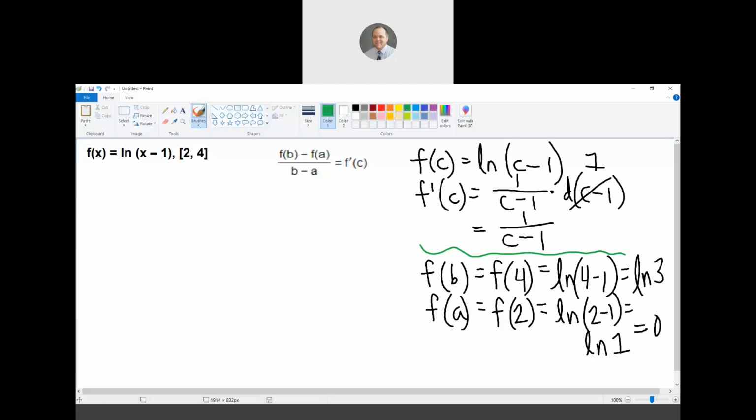Now let's plug everything into our equation, starting with the top. We have natural log of 3 minus 0, which you don't need to put that, all over 4 minus 2 equal to f prime of c, or 1 over c minus 1. Of course, the 4 minus 2 is equal to 2.